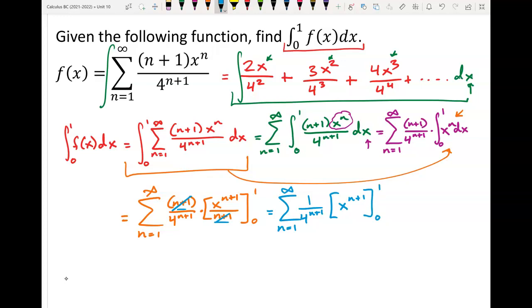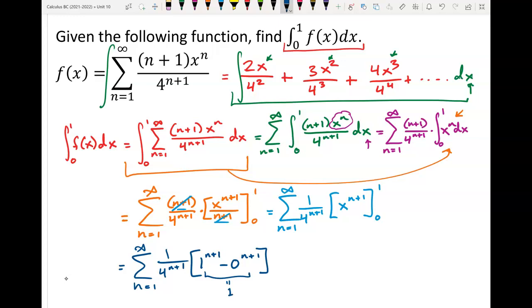Well, can I evaluate that? Sure, why not, right? So that would be equal to the sum as n equals 1 to infinity. I'm showing a lot of steps in this, just so you can see where everything comes from. But that would be times 1 to the n plus 1 power minus 0 to the n plus 1 power, right? We evaluate it between 1 and 0. Okay. Well, that whole thing is just equal to 1, right?